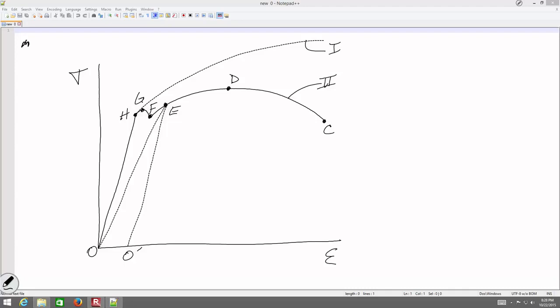The slope of the line OE is the secant modulus, proportional limit, yield point, or ultimate strength. It's a secant modulus. Random point on the curve back to the origin. Point H indicates secant modulus, proportional limit, yield point, ultimate strength. Proportional limit into the linear portion there, right? Point F indicates proportional limit, yield point, ultimate strength, the permanent set.